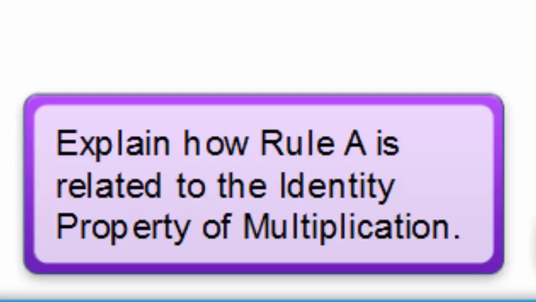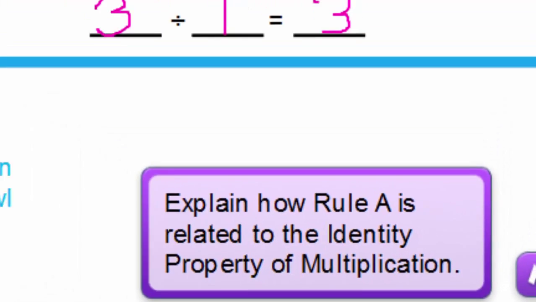Great job, guys. You're absolutely right. It's just the same thing in reverse, isn't it? The identity property of multiplication says any number times 1 is that same number. So in reverse, any number divided by 1 equals that same number. You guys are so smart.